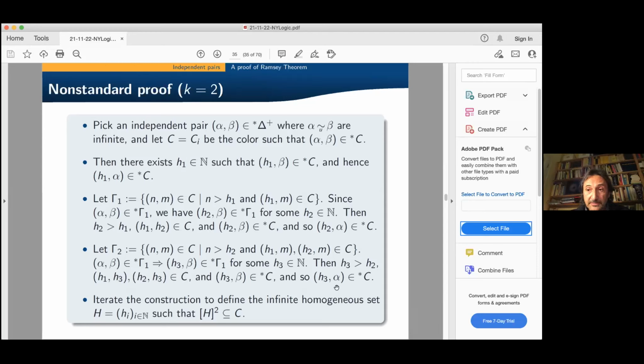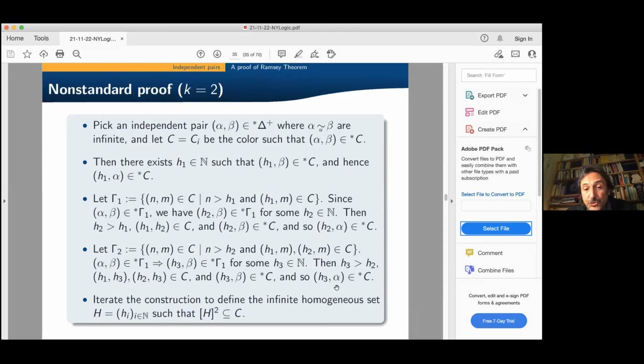Then we take this set. And at this stage, we need the power of non-standard analysis, because this set is just a set of pairs, and in non-standard analysis, we can take any possible subset of the natural numbers or of pairs of natural numbers. We are not concerned with definability. Everything is definable here. So we are taking all pairs where the first component is larger than H1, and the pair belongs to C. The pair (H1, m) belongs to C. Now, of course, the pair alpha, beta satisfies that property, so it belongs to that set.